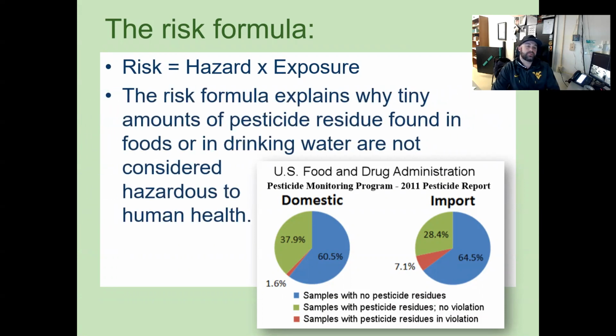The risk formula explains why tiny amounts of pesticide residue found in foods or in drinking water are not considered hazardous to human health. So if we take a look at this little diagram here on the side from the U.S. Food and Drug Administration, we have a pesticide monitoring program, domestic compared to imports. So we're going to see in the blue here, samples with no pesticide residue, and it would just give you a breakdown of how that's going to look.